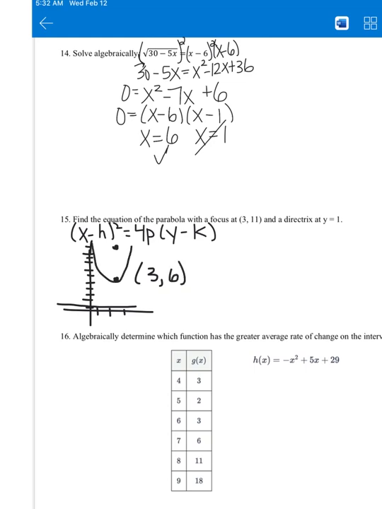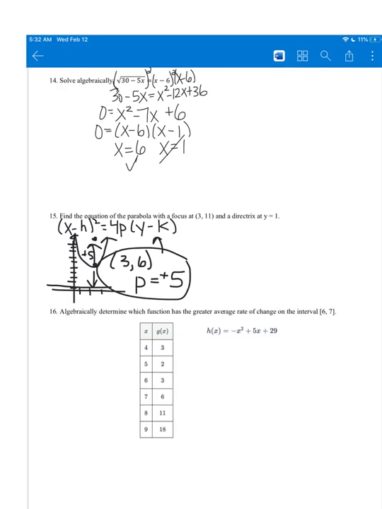3, 6. And the reason why is because to get to the focus, you would go up 5, and to get to the directrix, you would go down 5. So that means that P is 5. Because it's concave up, it's a positive 5. So then when you plug these two things into your equation, your final answer should be x minus 3 squared equals 4 times p, which is 20, y minus 6.